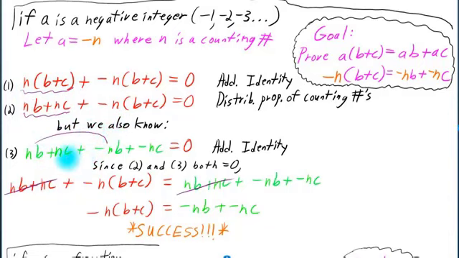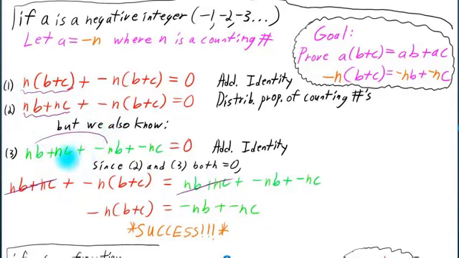Since both line 2 and line 3 are equal to 0, we could set line 2 equal to line 3. Then we can cancel nb plus nc in each of them. And we're left with what we're trying to prove.